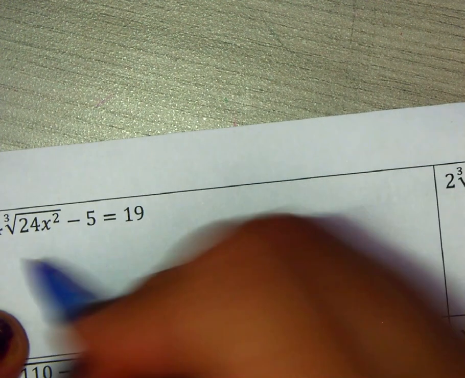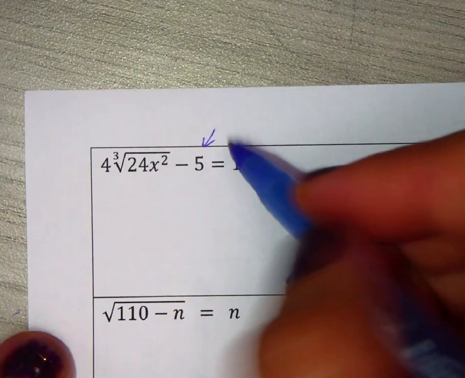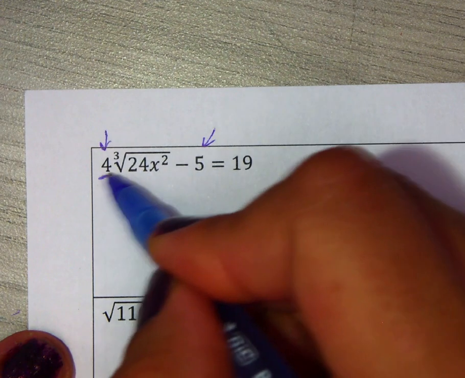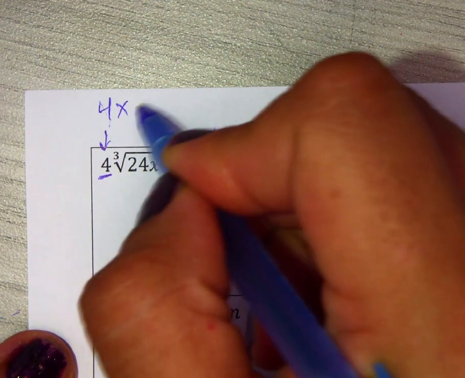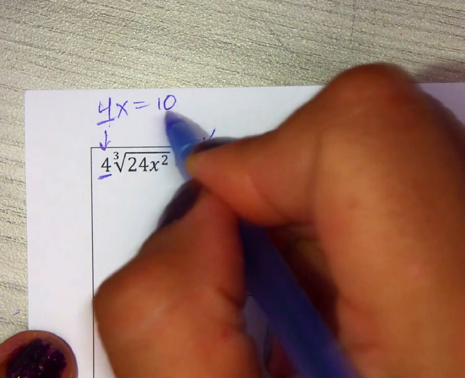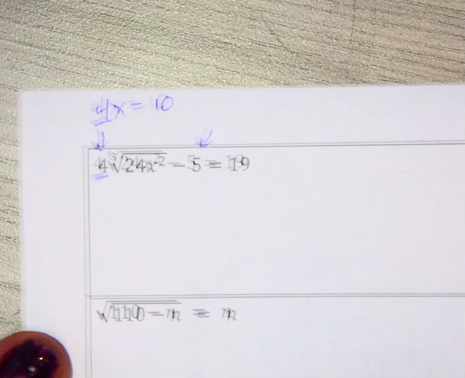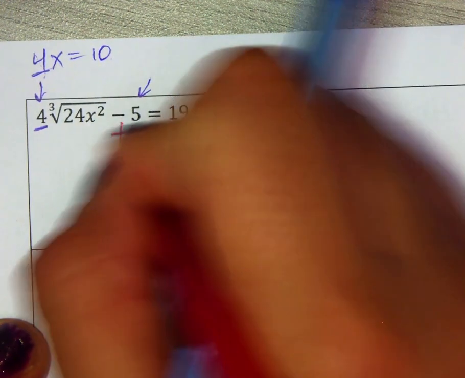Here we have the next level, which is also with the plus or minus, but in the front, we now have a number. So this is just like a coefficient, like if you had 4x equals 10, we want to divide by 4 to get rid of the 4. Same thing's going to happen here. So let's do the first step, which is to add 5.